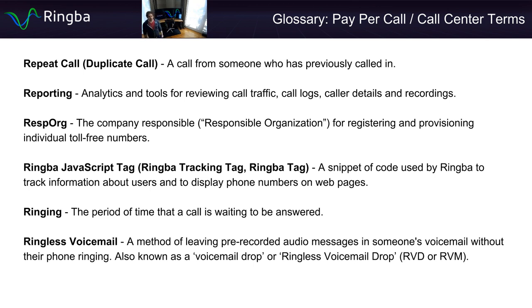The Ringba JavaScript tag, or Ringba tracking tag, or even just Ringba tag, is a snippet of code used by Ringba to track information about users and to display phone numbers on websites. So if you have phone numbers on your web pages and you're using those phone numbers to generate inbound phone calls, you're gonna be using our JavaScript tracking technology that's gonna help you optimize everything in the entire value chain. It's really great technology, and you're gonna wanna understand how to use that so that you can optimize your campaigns by the most granular level you can with any platform in the entire industry.